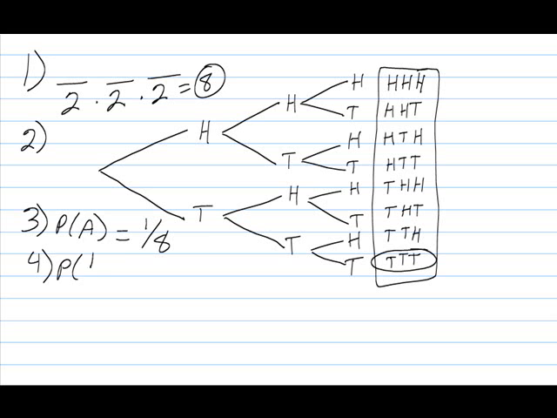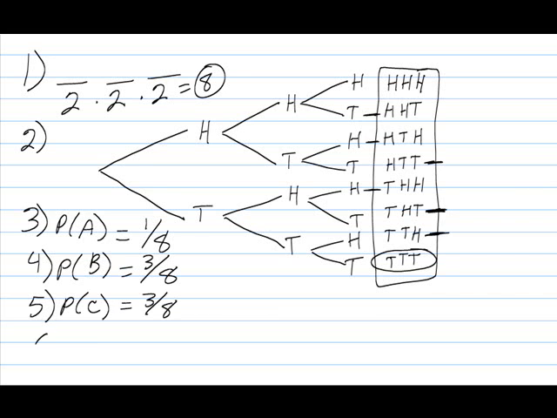Number 4, the probability of B. B is the event of getting exactly 2 tails. So you get 2 tails here, you get 2 tails here, and you get 2 tails here. There are 3 ways to do that out of the 8 possible outcomes. So the probability of B is 3 over 8. The probability of C, the probability that we get exactly 1 tail, happens here, it happens here, and it happens here. It happens in those 3 cases. So you get 3 out of 8.